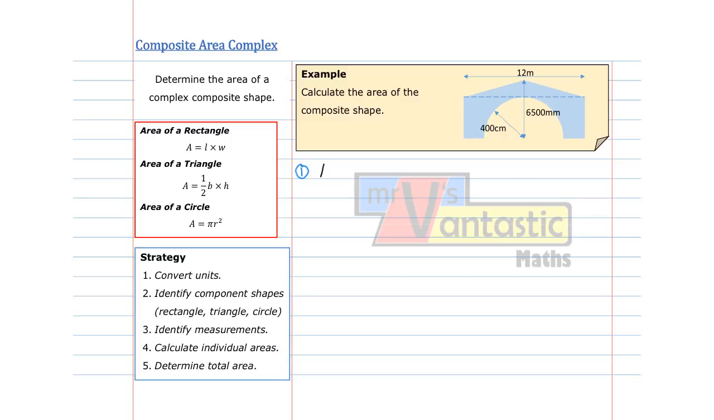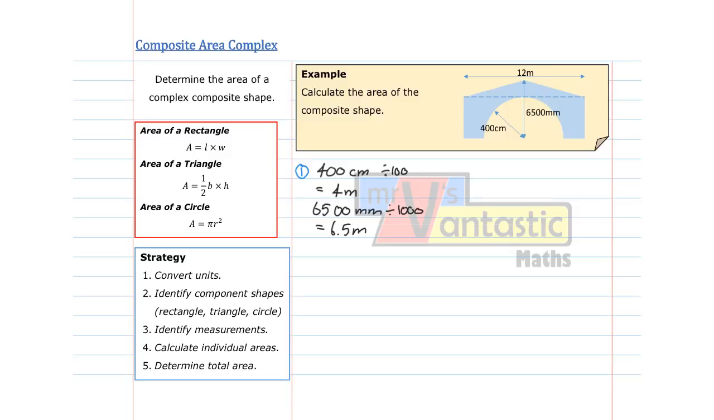So I'm going to change 400 centimeters into meters by dividing by 100, which gives us 4 meters. And with the millimeters, 6,500 millimeters, that is divided by 1,000 to give us 6.5 meters. Not a whole number, but halves are easy to work with. And that's all of my units now in meters. So we have meters, meters, meters.